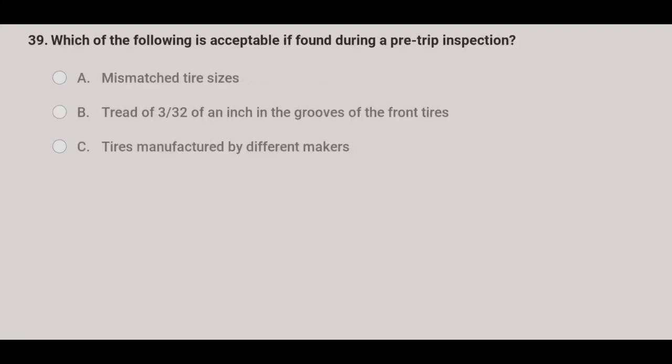Which of the following is acceptable if found during a pre-trip inspection? A. Mismatched tire sizes. B. Tread of 3/32 of an inch in the grooves of the front tires. C. Tires manufactured by different makers.